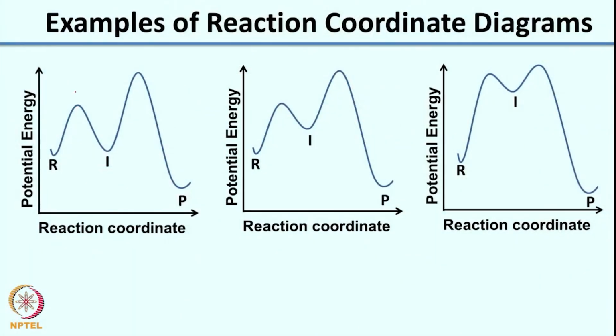So in the first case, if I compare TS1 and TS2, this is the energy for the first step. For the second step, this is the energy for the second step. So in this case, the energy to get to TS2 is higher than TS1. So this would be the rate determining step.